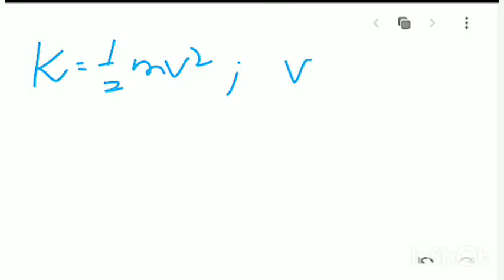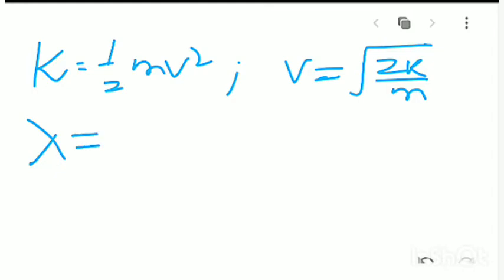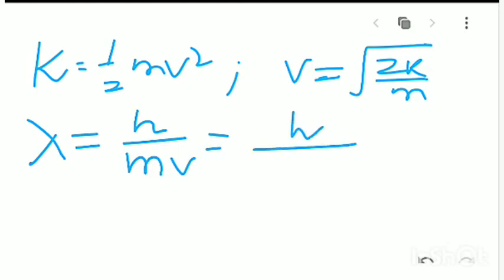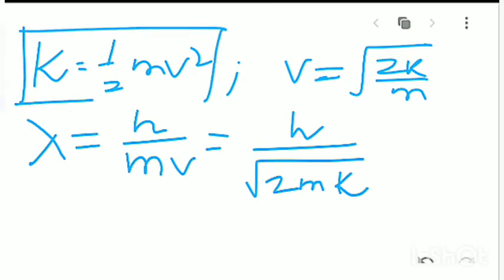Say the kinetic energy of the electron is given by the normal equation. Kinetic energy is half mv square. And from here we get the formula for velocity, that is v equals root 2K by m. Next, we can also find the de Broglie wavelength, lambda was h by p, that was h by mv. So if I put the value of v here, we are left with h by root 2mK, where K stands for the kinetic energy, and that's the equation for the wavelength of an electron.